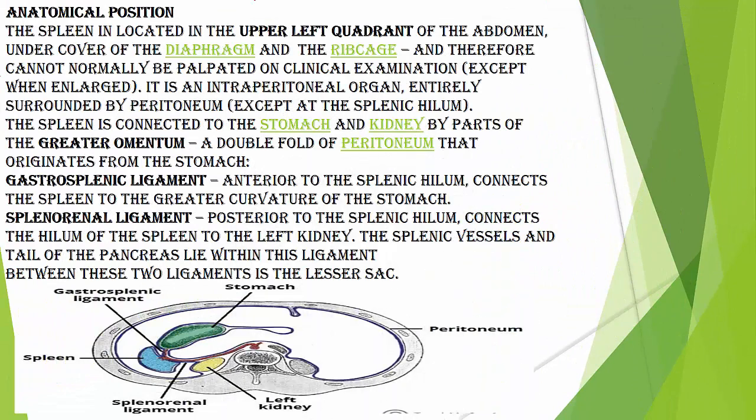The anatomical position of the spleen is the left hypochondrial region, and it is under the cover of the diaphragm and rib cage. Normally, the spleen is a peritoneal organ except for the hilum of the spleen.